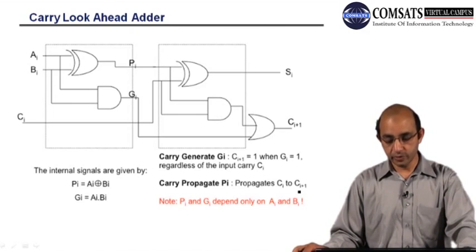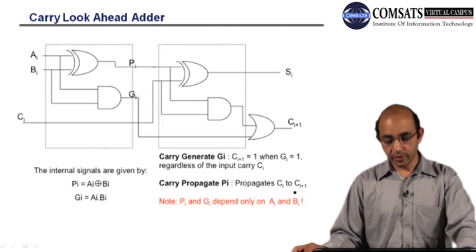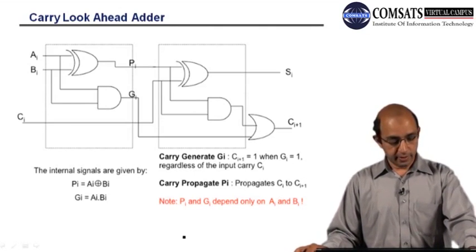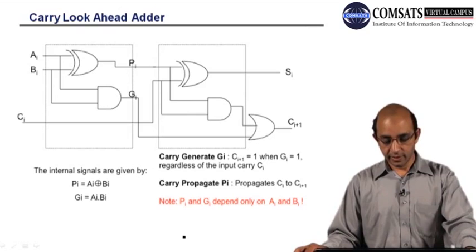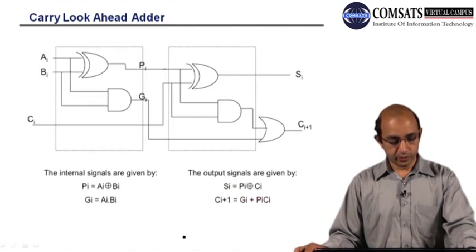Then if you talk about the propagator, ultimately it has to propagate Ci to Ci plus 1. If you look at the propagator, Ci has to be propagated to the next carry. So here we can realize that Pi's and Gi's depend only on Ai's and Bi's, not on C's. So what we can do? So these are the representations.